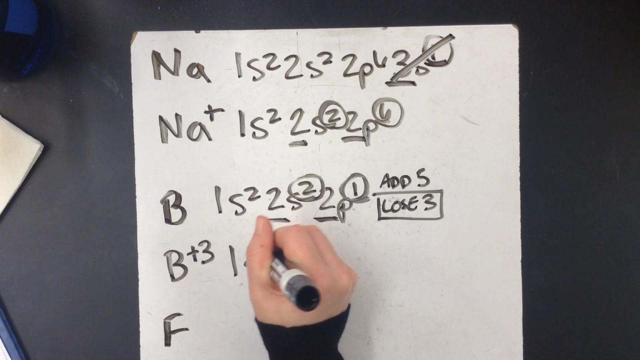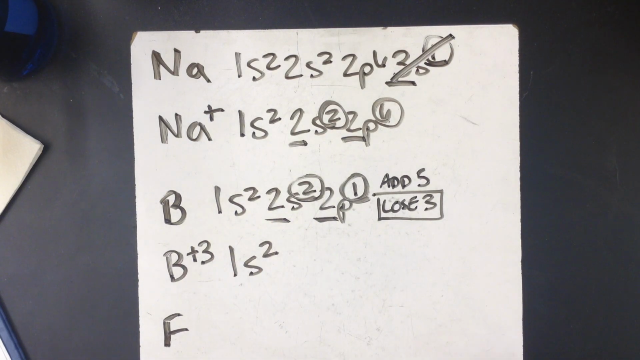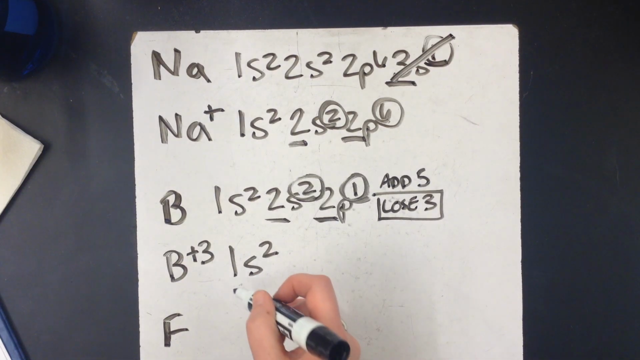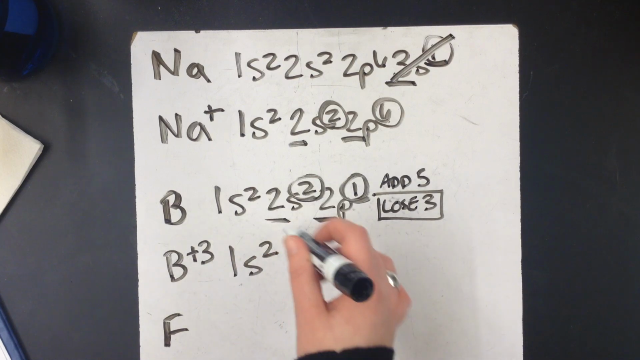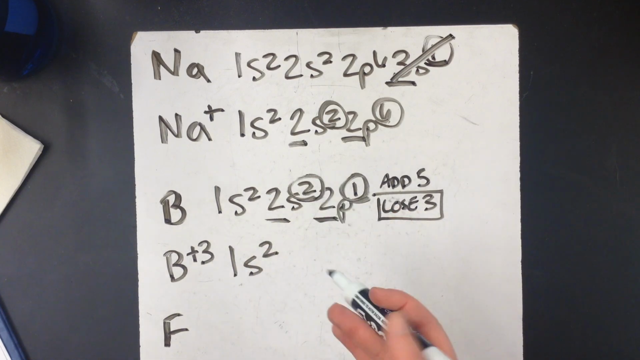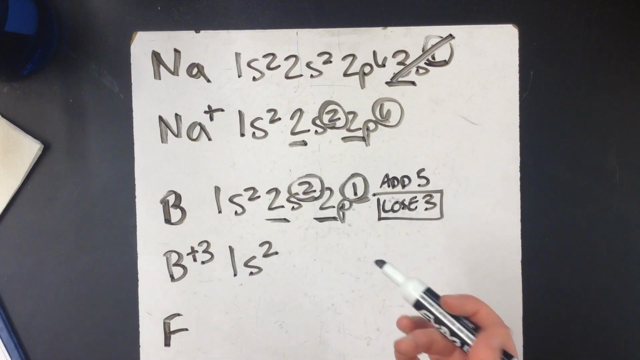Its new configuration would be 1s2. And that's kind of a weird one. So it's going to lose its outer 3 electrons, and it's actually more stable having only 2 than 8. So it kind of follows the Octet Rule, kind of not.